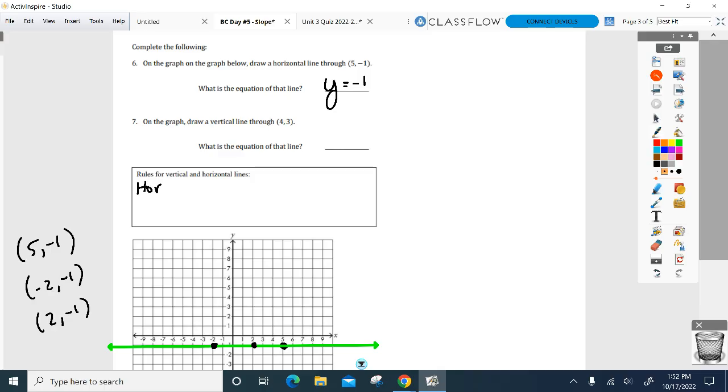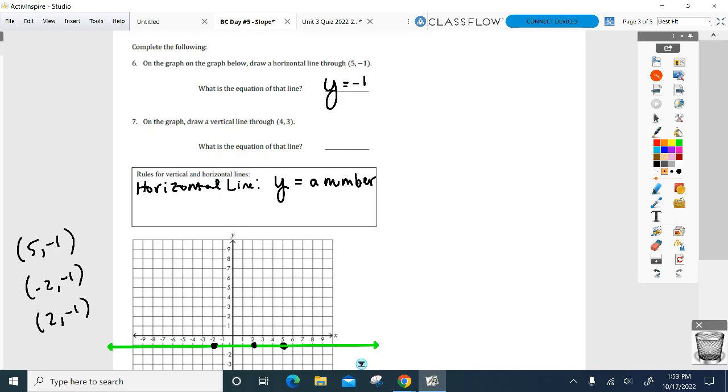And that will be true for every horizontal line you write. Horizontal line, here you go, the rule will always be y equals a number. And that's it. Now, what's that number going to be? Depends where it goes through the y-axis. Okay, it's always y equals a number. And that number will be where it goes through.